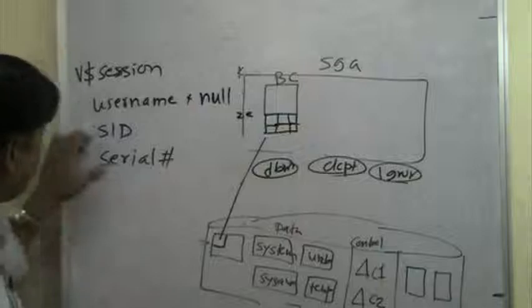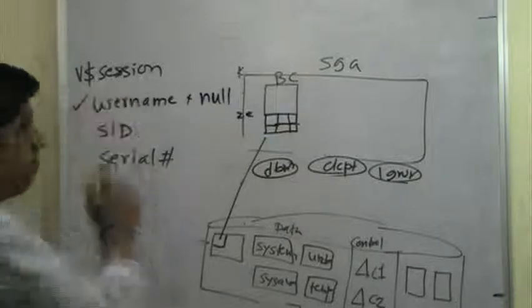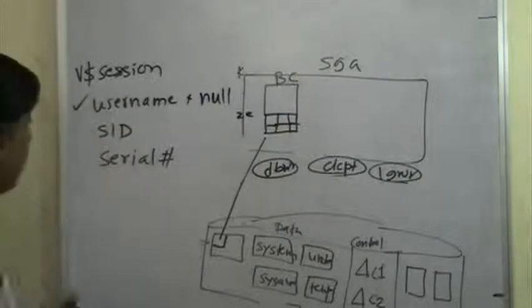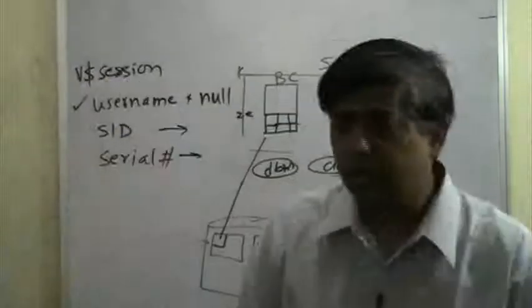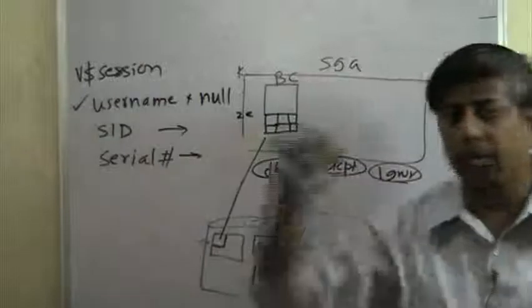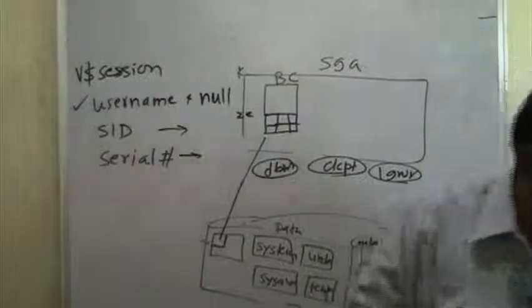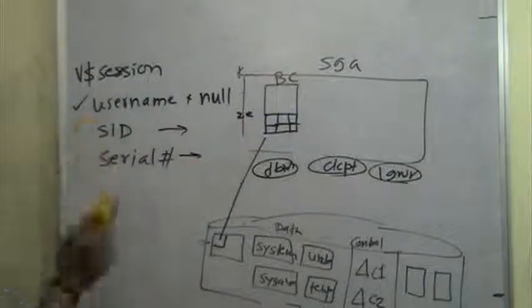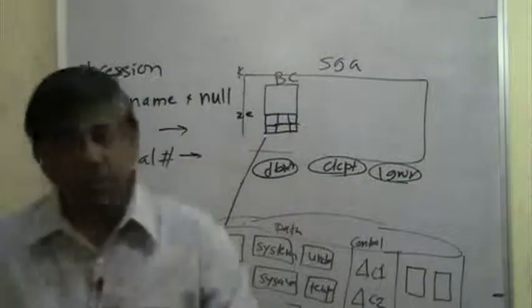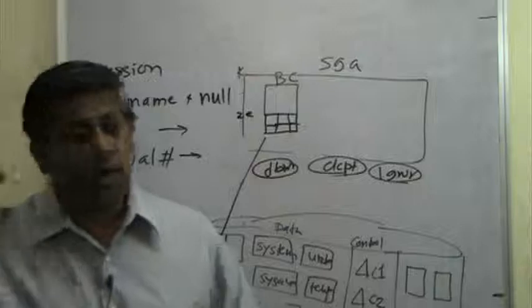For all the other users who are logged in, the username will have the value of the user that is logged in, and then it will have some numbers in the SID and the serial number. Now these two numbers are extremely critical from the DBA point of view. And why are they critical? Because many times you will be required to kill a connection. Why would you kill a connection?